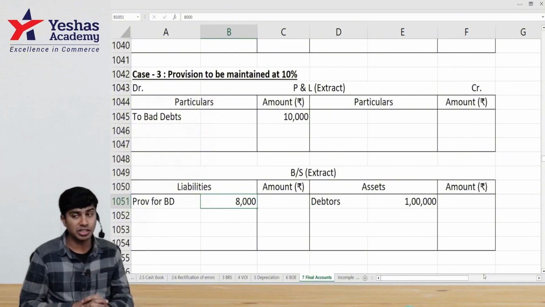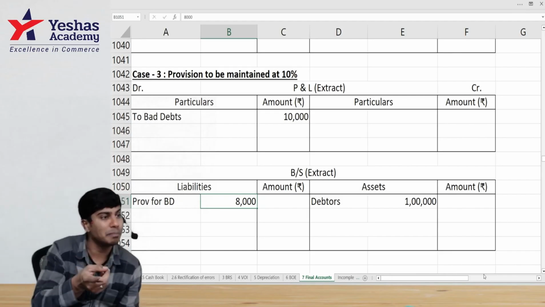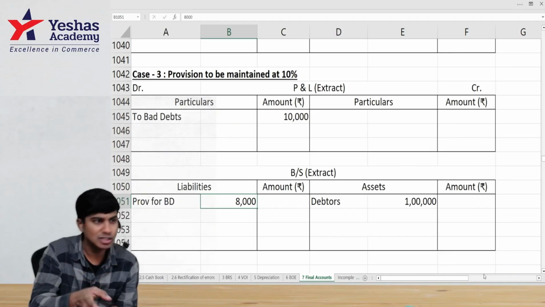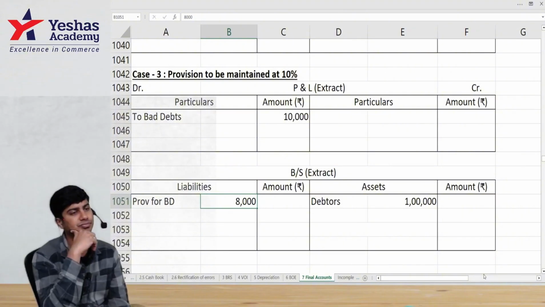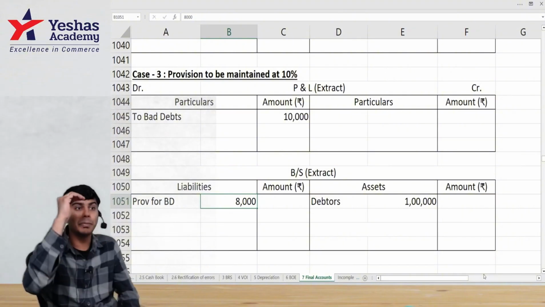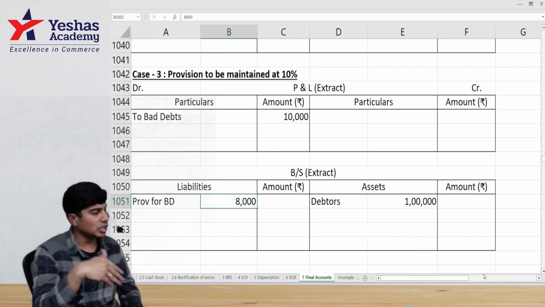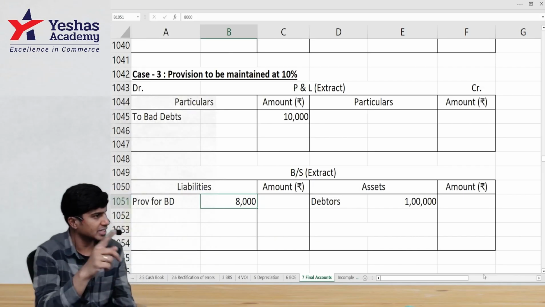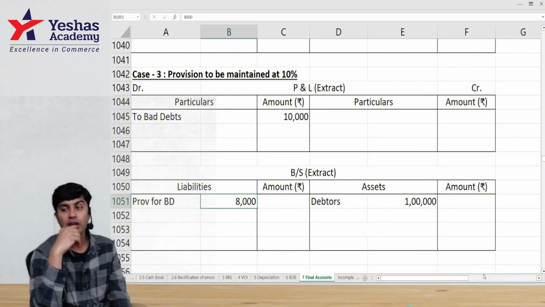What is the rate at which provision is to be maintained? Debtors after deducting bad debts is 1 lakh. It's already deducted. On that 1 lakh, you apply 10%. So provision has to be maintained at 10,000. If there is no existing provision, the full 10,000 provision has to be created. It's an expense and a liability. But in this case, there is an existing provision.